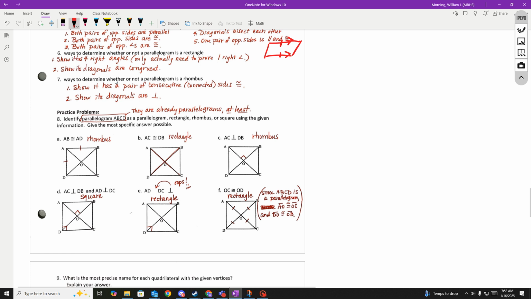Number 7, ways to determine whether or not a parallelogram is a rhombus. Show it has a pair of consecutive sides that are congruent. Okay, this would be enough to show that all the sides are congruent, which is what a rhombus is. Or show its diagonals are perpendicular. The first one can be done with the distance formula. The second one can be done with the slope. If you find the slopes of the diagonals and they're perpendicular, then it is a rhombus.